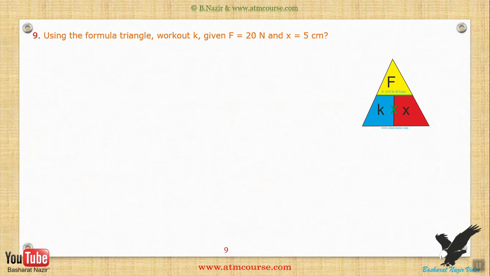Using the formula triangle, work out the spring constant K, given F equals 1750 newtons and extension X equals 5 centimeters. Using the formula triangle, work out the spring constant K, given F equals 2500 newtons and extension X equals 25 centimeters.